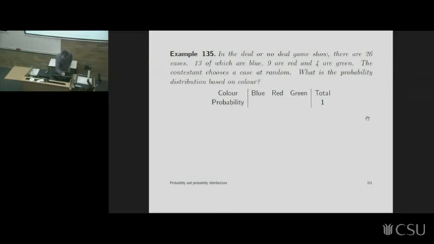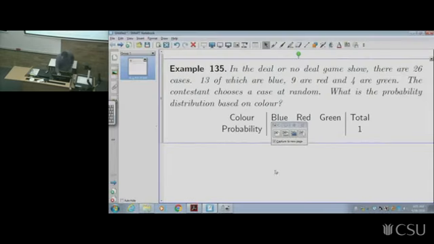What's the probability for blue? 1/2. So there are 13 choices out of the 26, or 1/2 I should say, for blue. Red is 9 out of 26, and green is 4 out of 26, which you can simplify down if you want to. So that's just an example of a probability distribution.